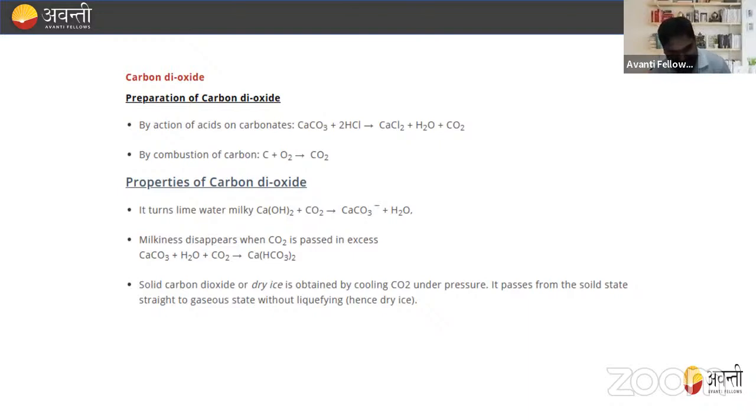Now, the milkiness disappears when CO2 is passed in excess. So if you take a larger amount of CO2, the milkiness disappears, because when more CO2 is treated with CaCO3, it again converts this into calcium hydrogen carbonate, right? So this is a very important rule.